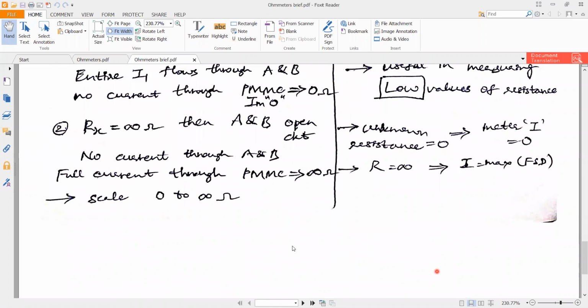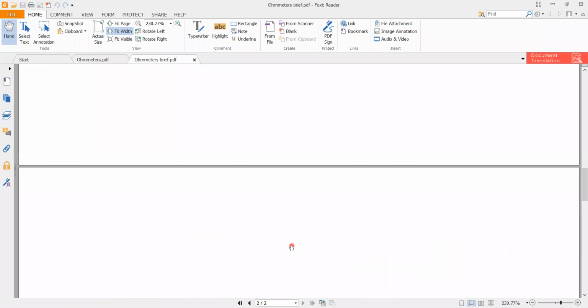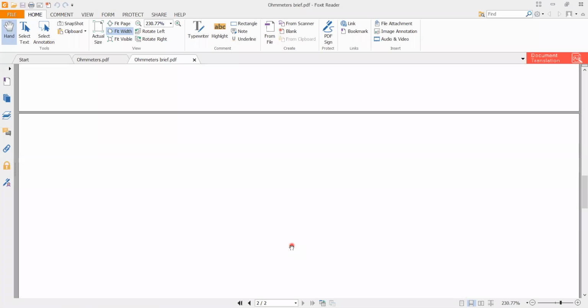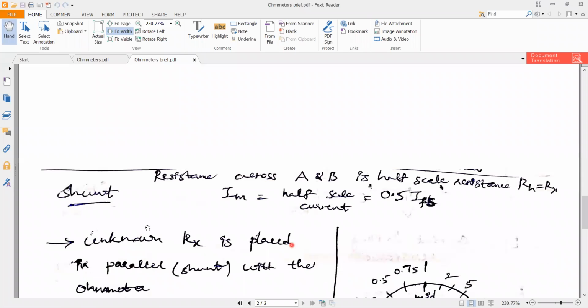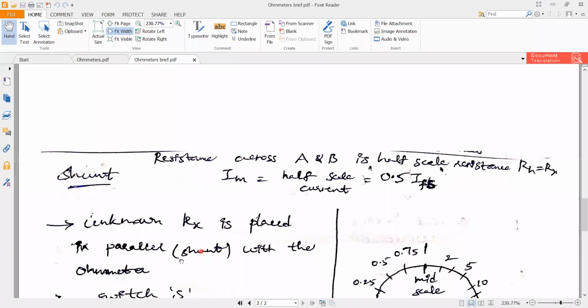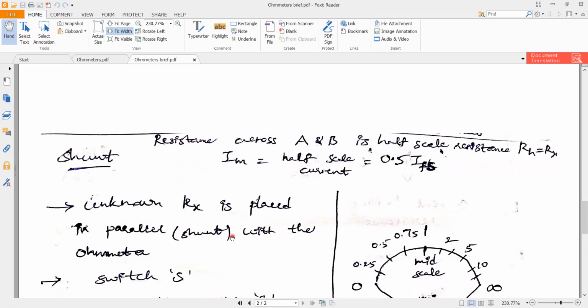Shunt ohm meter. In this shunt ohm meter, the unknown resistance Rx is placed in parallel. In the series ohm meter, the unknown resistance is placed in series, whereas here the unknown resistance Rx is placed in parallel with the ohm meter, that is, the PMMC meter.